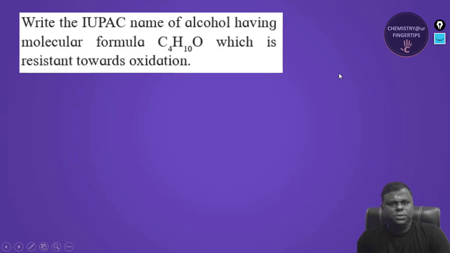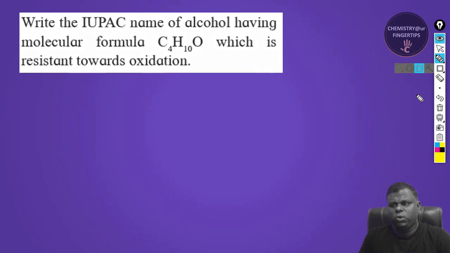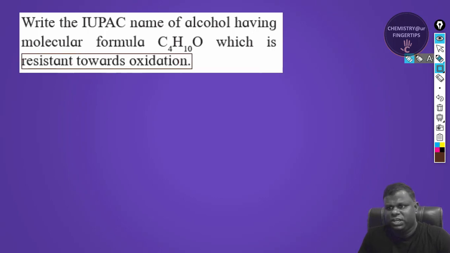Okay. So now the next part is: write down the IUPAC name of the alcohol having formula C4H10O. Now the key word over here is that it is resistant towards oxidation. So the only alcohol that is resistant towards oxidation is a 3-degree alcohol, right? So we are supposed to write down the 3-degree alcohol.